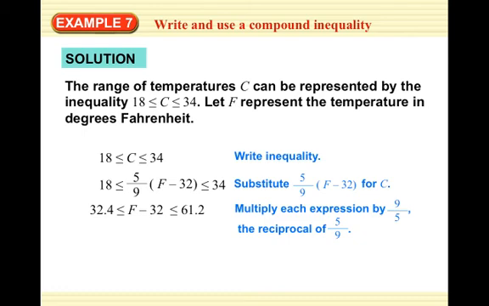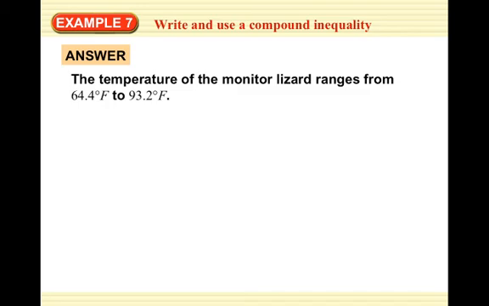Now we want to solve for F, we want the degrees in Fahrenheit, and so we've got F minus 32, so we're going to add 32 to each part. So we're going to add 32 to each expression. So that's going to give us 64.4, because 32.4 plus 32 is 64.4. When we add 32 to the middle expression, the negative 32 plus 32 cancel out, and then 61.2 plus 32 is 93.2. So the temperature of the monitor lizard ranges from 64.4 degrees Fahrenheit to 93.2 degrees Fahrenheit.